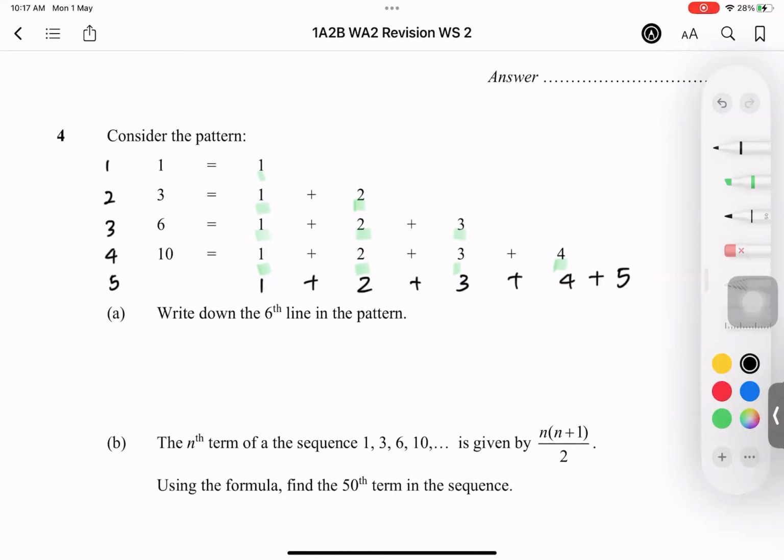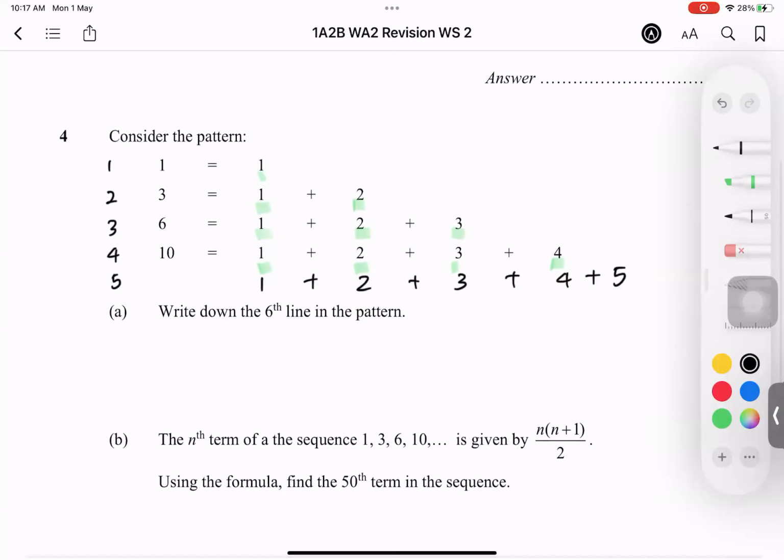Question says, write down the 6th line in the pattern. So the 6th line, the whole line has a left-hand side and right-hand side. On the left-hand side, I don't know the number, but on the right-hand side, what will be the pattern? Let's ask the next person. Rian, what will be the pattern for my 6th line? 1 plus 2 plus 3 plus 4 plus 5 plus 6. Okay, yes, thank you. Very good. Plus 6. Then the question is, how do we find this number over here? We can just simply use the calculator.